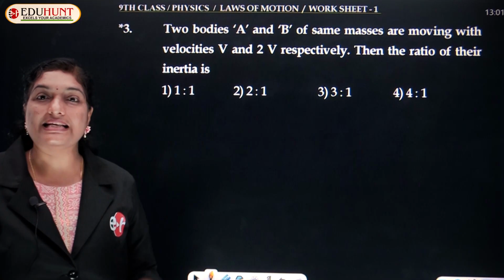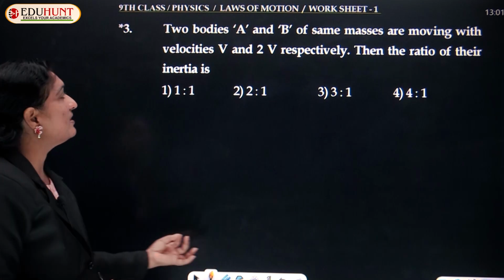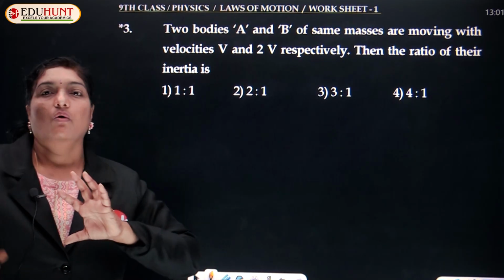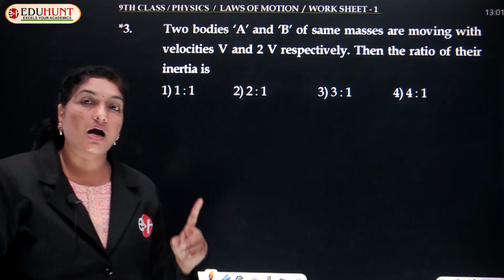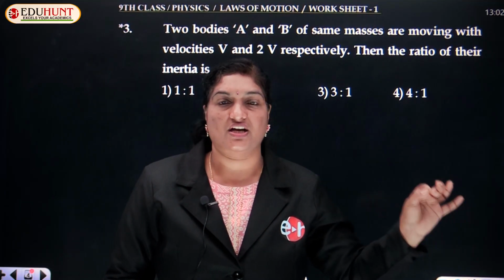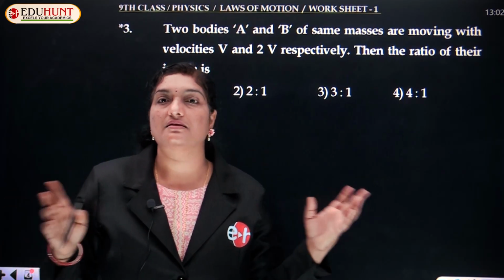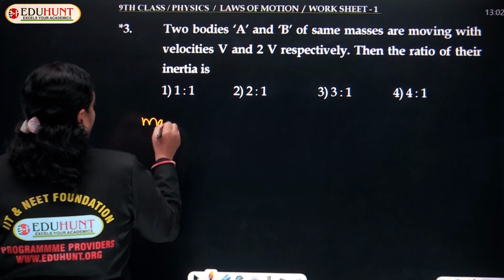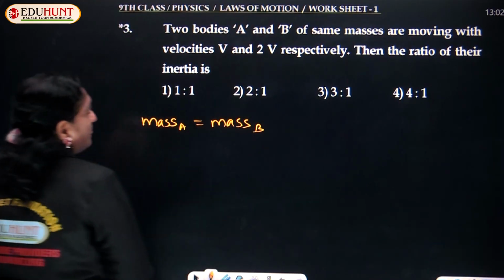Two bodies, how many bodies? Two bodies A and B of same masses are moving with velocities V and 2V respectively. So, what are the velocities given? First body velocity is V, second body velocity is 2V. Then the ratio of the inertia is. So, earlier we have discussed that mass is the measure of inertia. The larger the mass, the larger will be inertia. The lesser the mass, the lesser will be inertia. But in the given question, the masses of the two bodies are equal. So, mass of body A is equal to mass of body B.